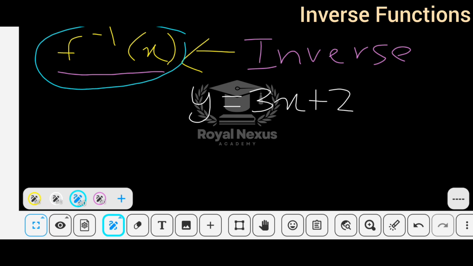So here, I will replace this y with x, so it will be x is equal to 3 and x with y, so it will be y plus 2. So the second step is to replace y with x and x with y. That's it. Now the equation is x is equal to 3y plus 2.